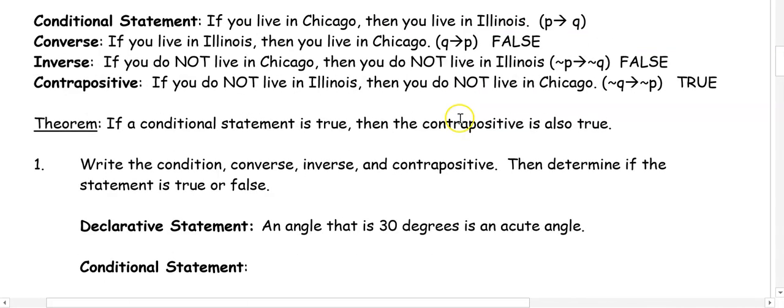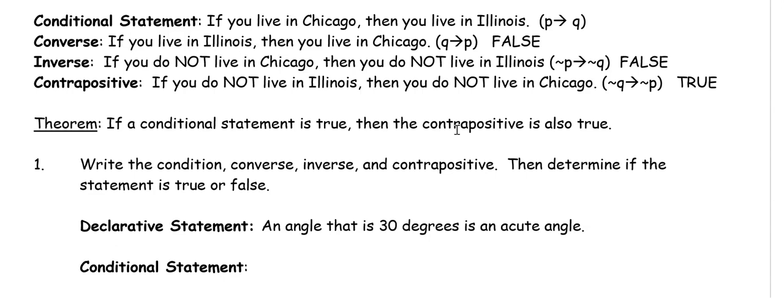So here's an example of each type of statement. A conditional statement: if you live in Chicago, then you live in Illinois. That is P to Q. The converse switches the order. So if you live in Illinois, then you live in Chicago. This statement is false because not everybody in Illinois is a resident of Chicago, right? You could live in Gurnee. If you do not live in Chicago, then you do not live in Illinois. This is also false because, again, if I don't live in Chicago and I live in Gurnee, that's still part of Illinois, so I'm still living in the state of Illinois.